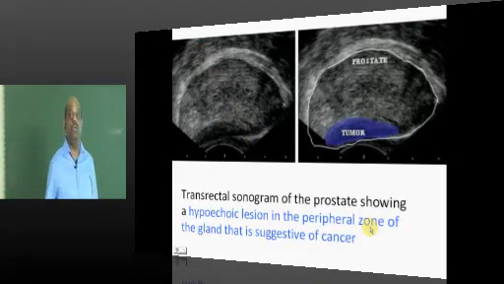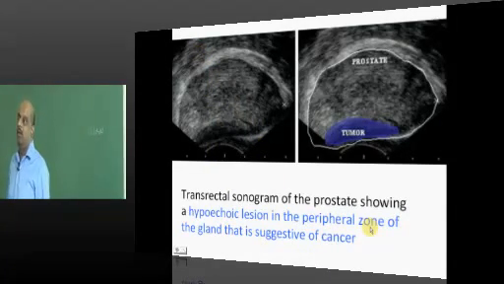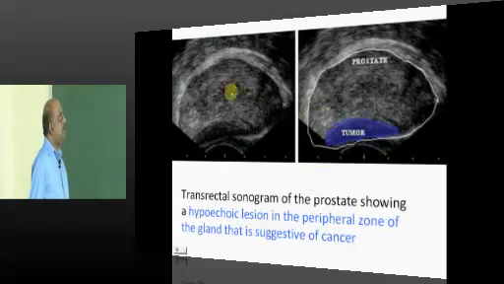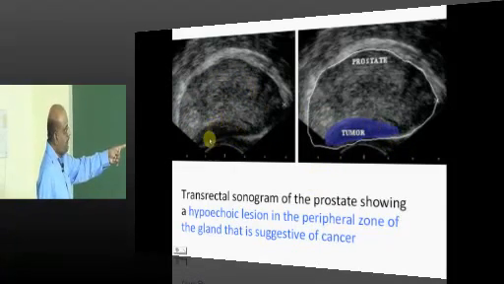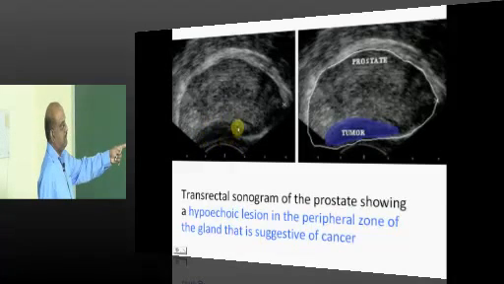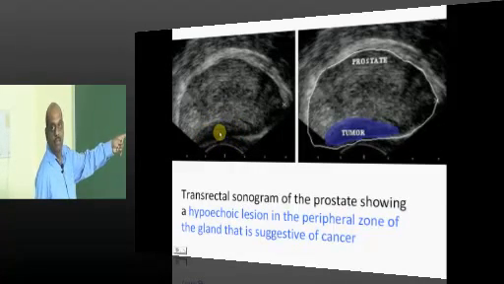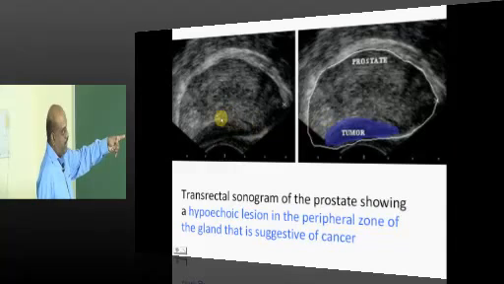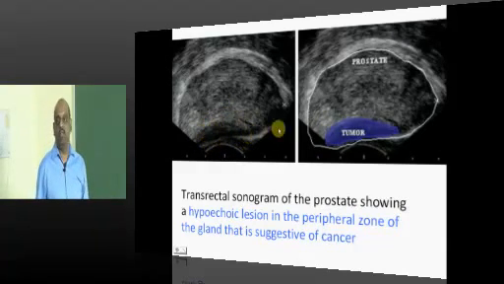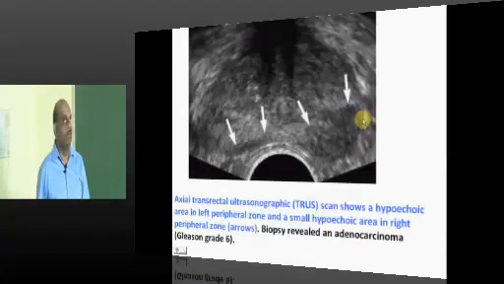Now let us look at how the TRUS will look. This is the normal area of the prostate, and this is the tumorous area in the prostate. So this is how, as a hypoechoic lesion in the peripheral part of the gland, you will identify the presence of prostatic cancer.